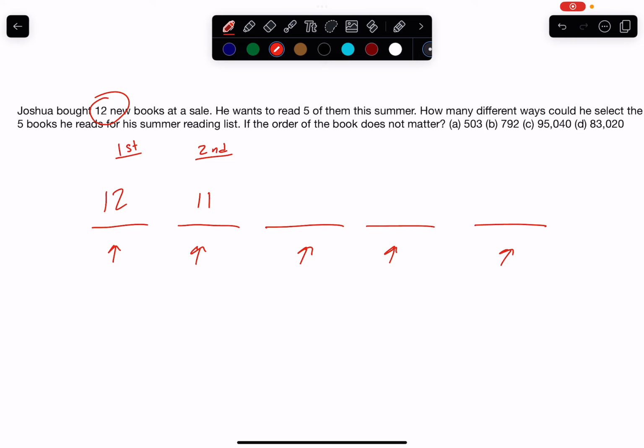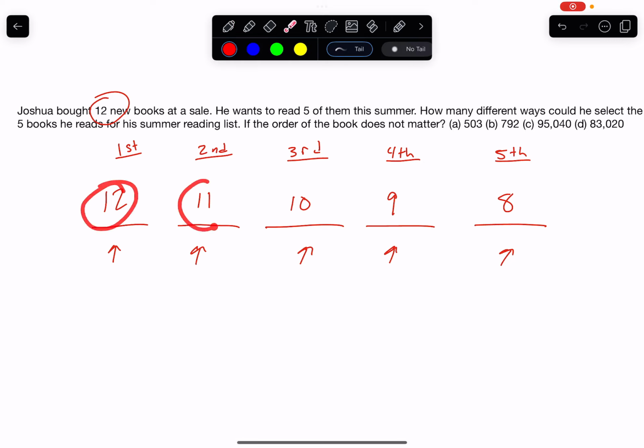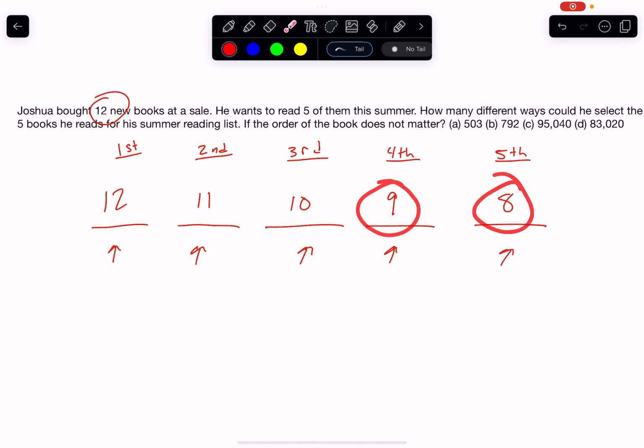So now we've already picked 2 books. The third book, well, now there would only be 10 books to pick from. Now we want the fourth book, and now we've picked 3 of them, so we're only left with 9 books to choose from. And then the 5th book, well, we've already picked 4 books. Now there's going to be 8 books to pick from out of a list of 12. So there's 12 ways, then 11 ways to pick the second one, then 10 books left, then 9 books left, and now there's 8 books left to pick for that last spot.